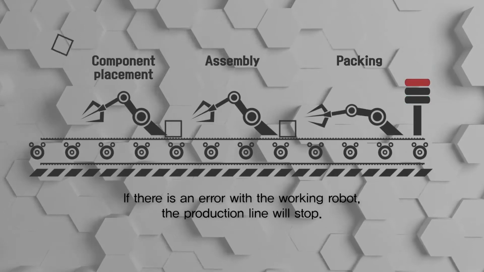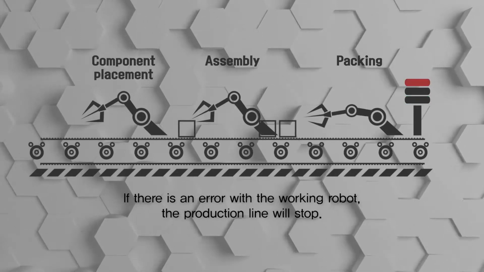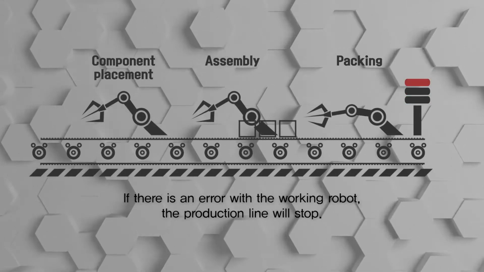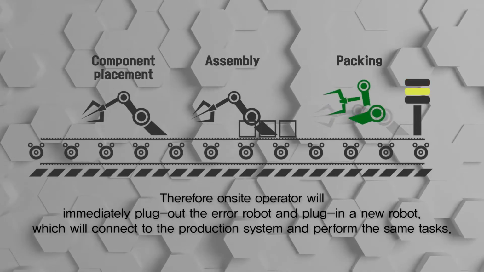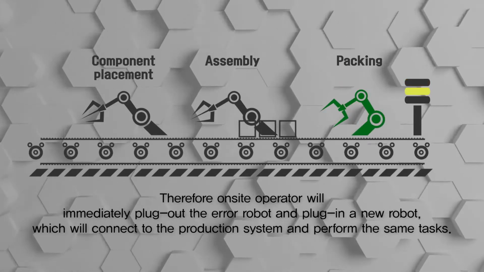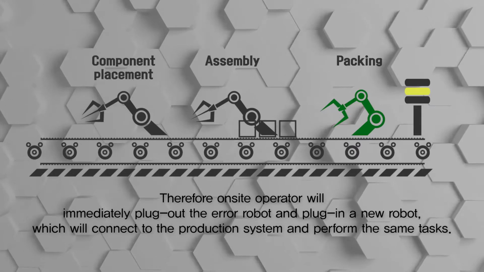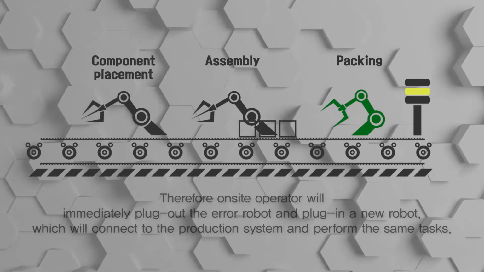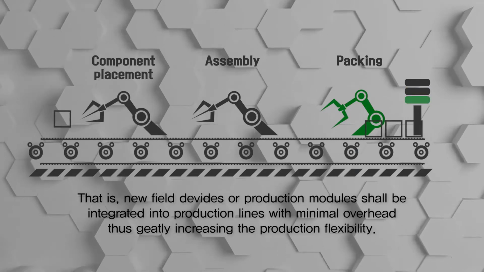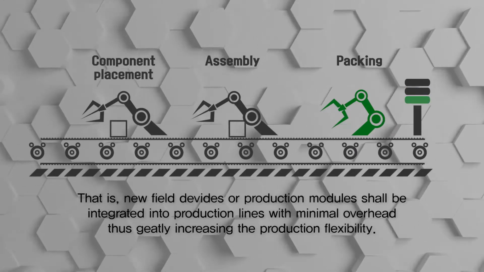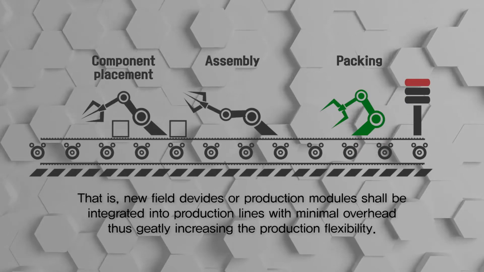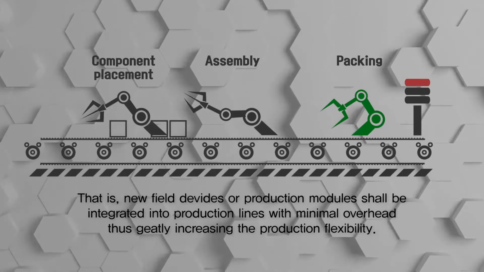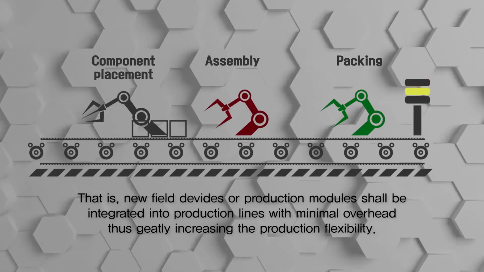If there is an error with the working robot, the production line will stop. Therefore, the on-site operator will immediately plug out the error robot and plug in a new robot, which will connect to the production system and perform the same tasks. That is, new field devices, or production modules, shall be integrated into production lines with minimal overhead, thus greatly increasing the production flexibility.